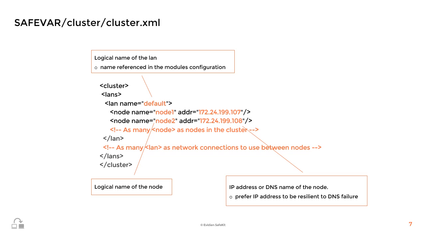This configuration defines 2 key elements: the logical name of the LAN and the logical name of the nodes, along with their IP addresses or DNS names. The logical name of the LANs will be referenced when configuring modules, for example, to define where to pass heartbeats in the replication flow. The logical names of the nodes will be displayed in the console, used in the distributed commands and in the SafeKit framework to identify the nodes. For the address field, it is advisable to use IP addresses to ensure resilience against DNS failures.